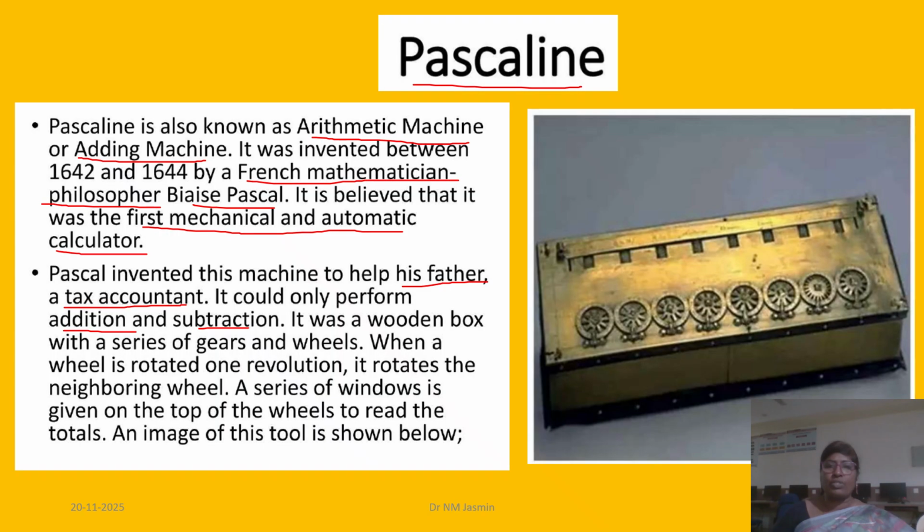If you see this picture, you can understand it was a wooden box with a series of gears like this, and also a series of gears here and wheels like this. When a wheel completes one revolution, it automatically rotates the neighboring wheel. A series of windows is given on the top of the wheels to read the totals. So this picture shows what is meant by Pascal's machine.